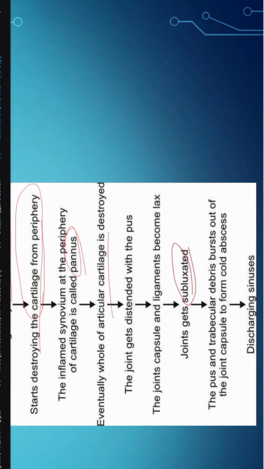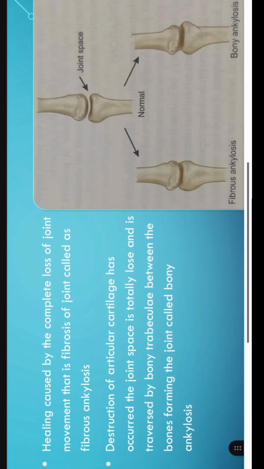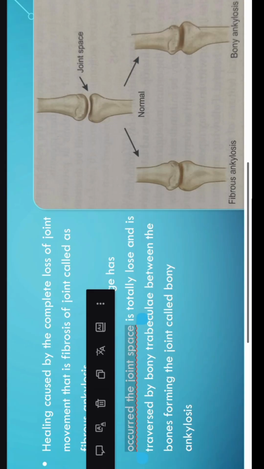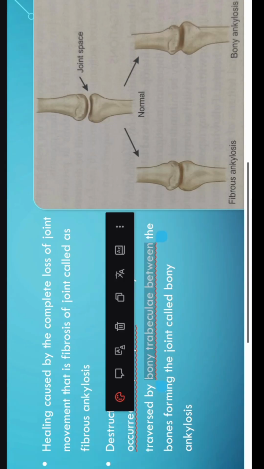After that, discharging sinuses are found in the superficial layer. Healing caused by the complete loss of joint movement, that is fibrosis of the joint, is called fibrous ankylosis. When destruction of articular cartilage occurs, the joint space is totally lost and is traversed by bony trabeculae between the bones forming the joint, called bony ankylosis.